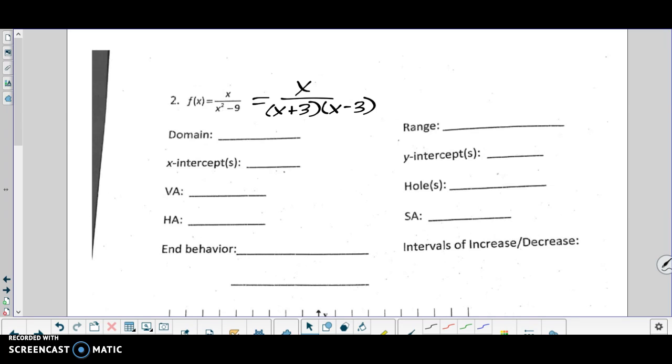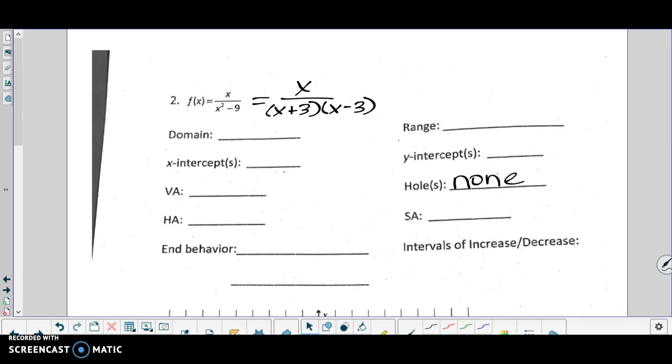So again, am I going to have a hole? No, right? So I don't even have to go in order. I just know automatically this is going to be none. We're also going to have a horizontal asymptote. What kind of horizontal asymptote? It's going to equal 0. Y equals 0, but we'll get back to that one, okay?